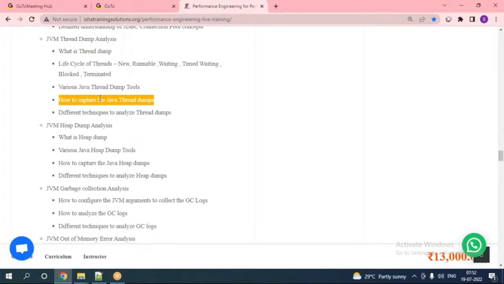Why is the thread blocked for a longer period of time? Why is it waiting for a longer period of time? Why is it runnable for a longer period of time? Like that, we are going to analyze it, and based on that we are going to understand the thread behavior.